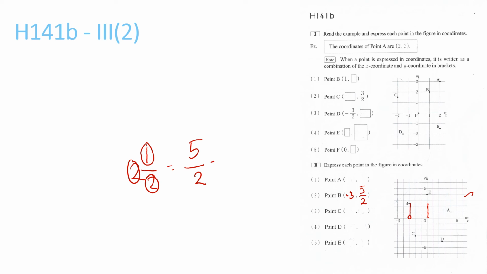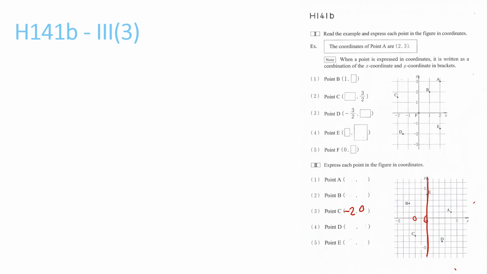Point C, negative 2 on the x-axis, negative 2. And then remember, this first one's x, and then the second one's y. And then it would be on the y-axis, 0, because it lines up with 0, which is along here.